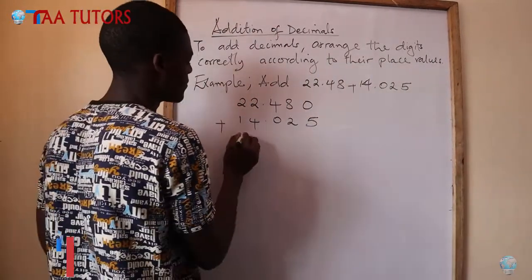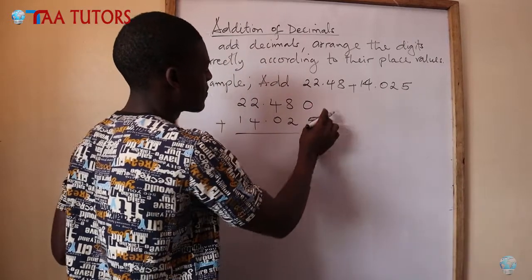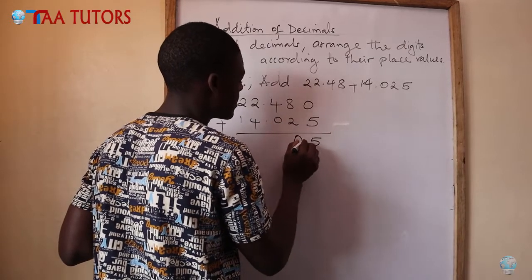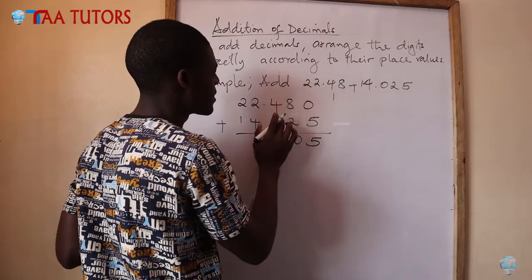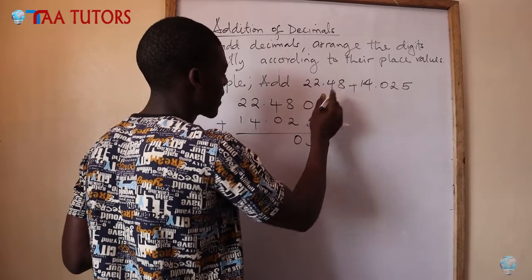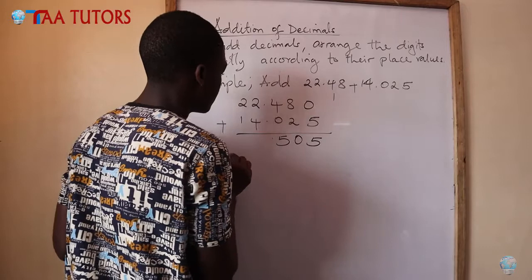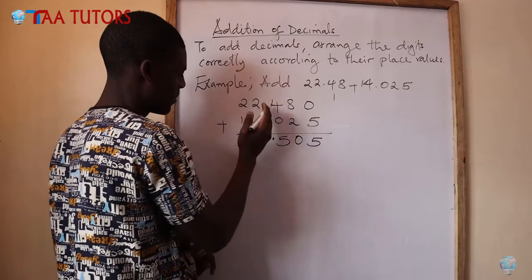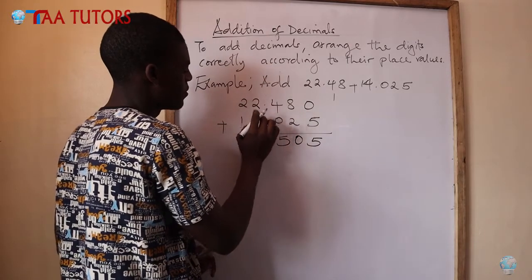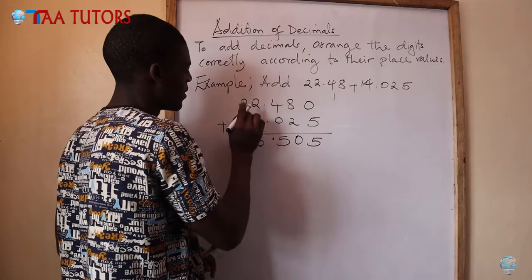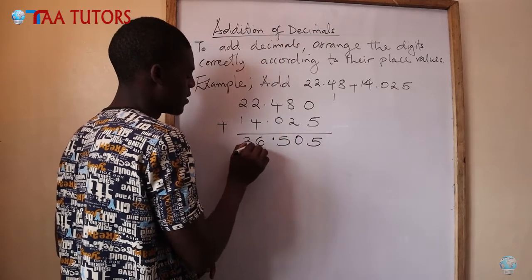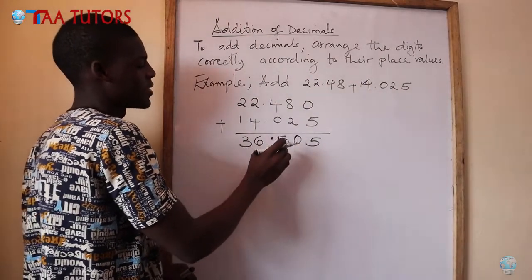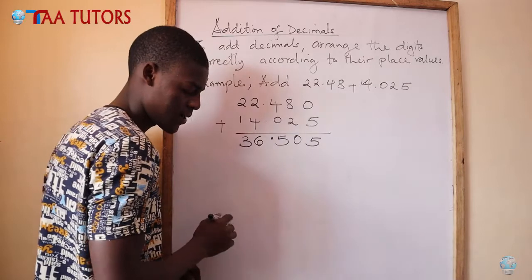Now when we do this, 0 plus 5 will give us 5. 8 plus 2 will give us 10. We will write 0 and carry 1. Then 4 plus 0 is 4. 4 plus 1 we carried will be 5. Up to that point, we are through with the decimals. We are coming to whole numbers now. We'll have 2 plus 4, that is 6. Then 2 plus 1 is 3. So when we do this, the answer we are getting is 36.505.